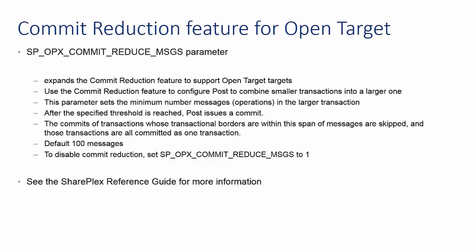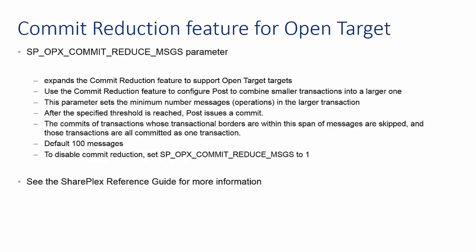A new SPOPX_COMMIT_REDUCE_MESSAGES parameter expands the commit reduction feature to support open targets. Use the commit reduction feature to configure post to combine smaller transactions into a larger one. This parameter sets the minimum number of messages, in other words operations, in the larger transaction. After the specified threshold is reached, post issues a commit. The commits of the transactions whose transactional borders are within the span of the messages are skipped, and those transactions are all committed as one transaction.